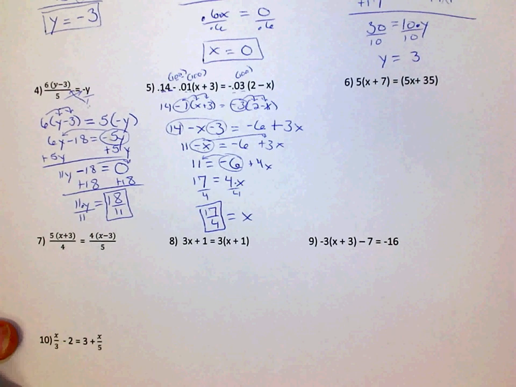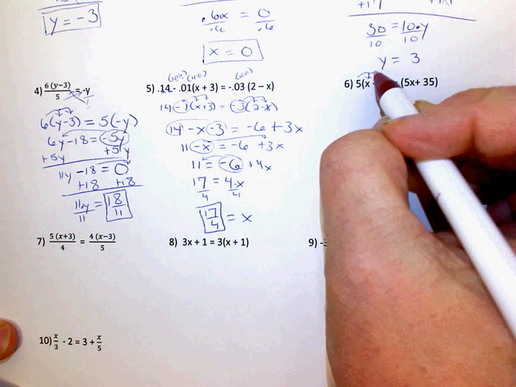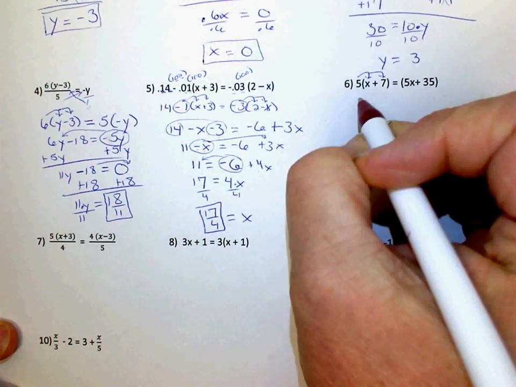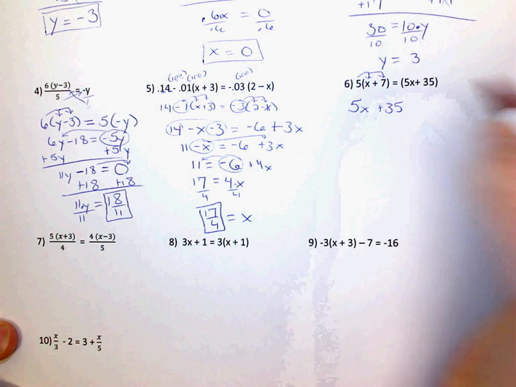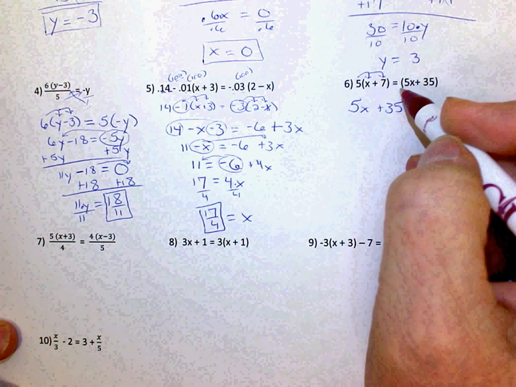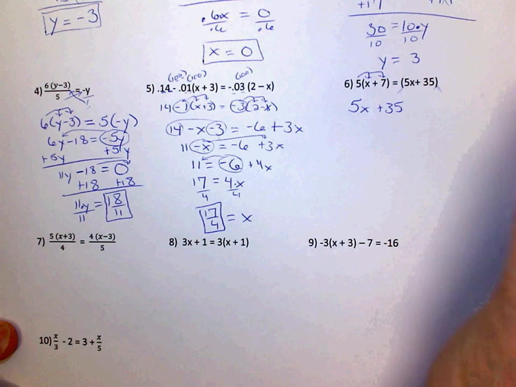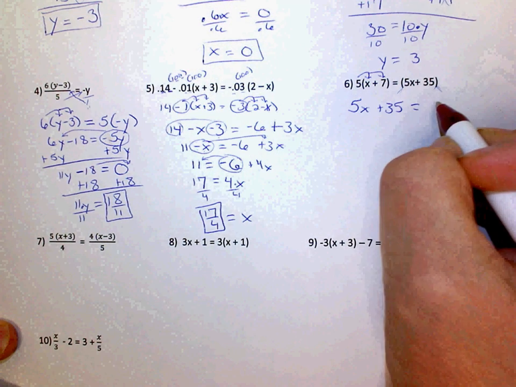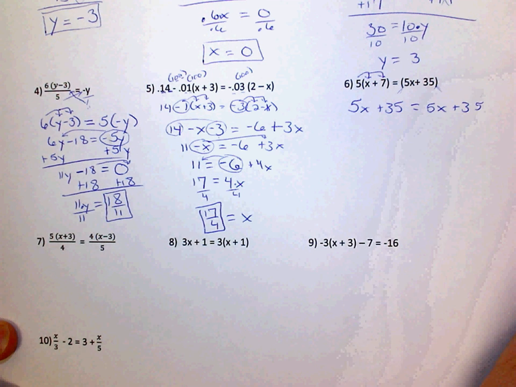Now, distribute on number 6, distribute the 5, so 5x, and then plus 35. And I want to give you a clue on something. These parentheses mean absolutely nothing. So just get rid of them. They do that to see if you know to ignore them.